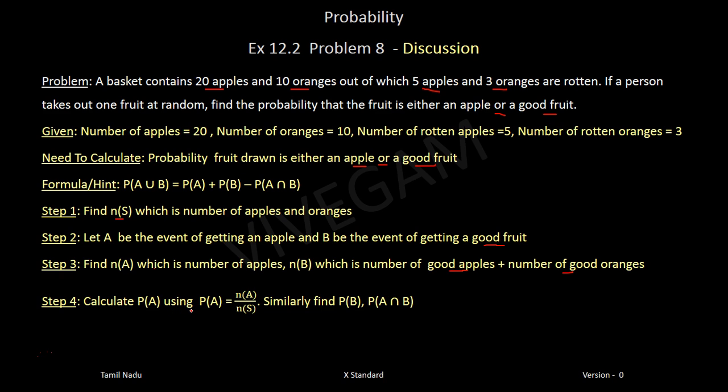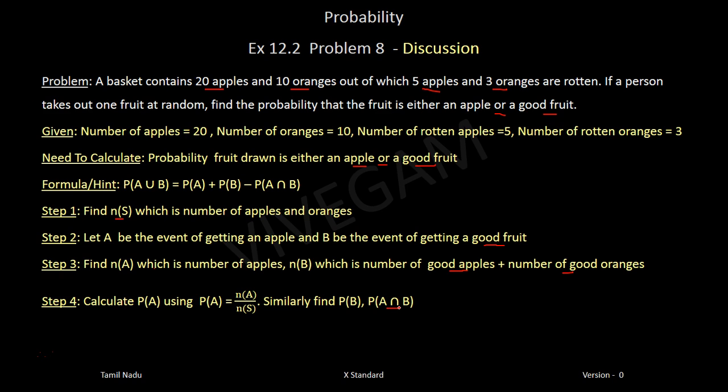Next, calculate the probability of A, which is nothing but N of A divided by N of S. That is 20 divided by 30. Am I right? Similarly, find the probability of B and the probability of A union B. We need to find N of A intersection B. I'm sorry.